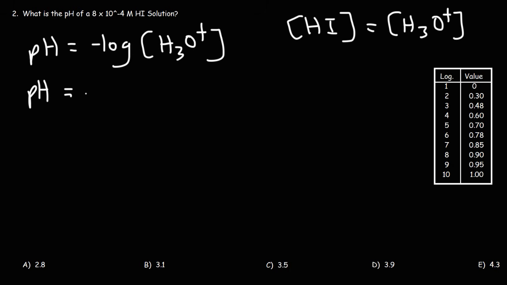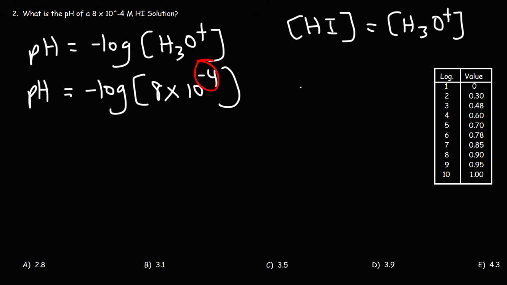Now let's replace H3O plus with the concentration of HI. So that's 8 times 10 to the minus 4. So let's focus on this number, 4. Let's ignore the negative sign. So we know the answer is either between 3 to 4 or 4 to 5. Which one is the correct range? Well, based on the last example, we're going to pick the lower of the two ranges. So the answer is going to be between 3 and 4. So we can eliminate answer choice A and E. So it's either 3.1, 3.5, or 3.9.